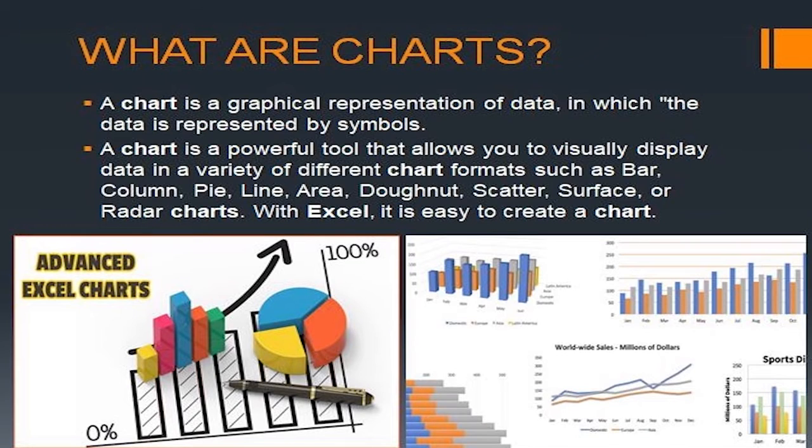What are charts? A chart is a graphical representation of data in which the data is represented by symbols. If you observe down here, the data is represented in symbols like a pie, bars, and lines. A chart is a powerful tool that allows you to visually display data in a variety of chart formats such as bar chart, column chart, pie chart, line chart, area chart, donut chart, scatter, surface or radar charts. With Excel, it is easy to create a chart. So a chart is a graphical representation in which our data is represented in symbols. That is the simple definition.